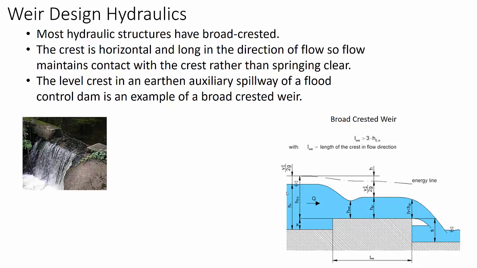The crest is horizontal and long in the direction of flow, so flow maintains contact with the crest rather than springing clear. The main level crest in an earthen auxiliary spillway of a flood control dam is an example of a broad-crested weir. That's what you see here. So broad-crested weirs are very familiar. We can design and manage these flows based upon the characteristics of the weir, and these are the characteristics.